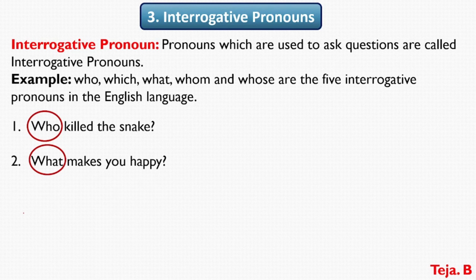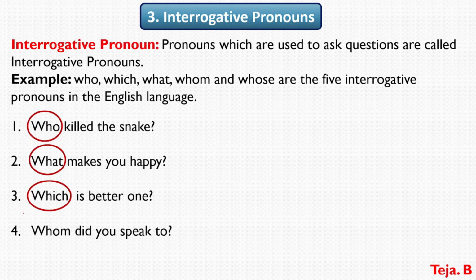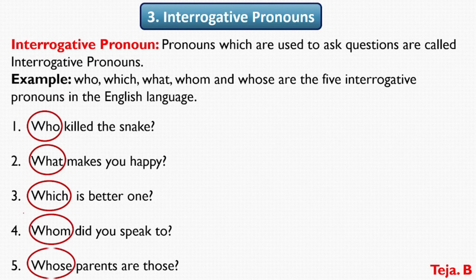In this sentence, what is the interrogative pronoun. Alright, which is better one? Here, which is the interrogative pronoun because it is asking a question. Whom did you speak to? Here, whom is the word which is asking the question. That's why it's an interrogative pronoun. Whose parents are those? Here, whose is the interrogative pronoun. Next one.